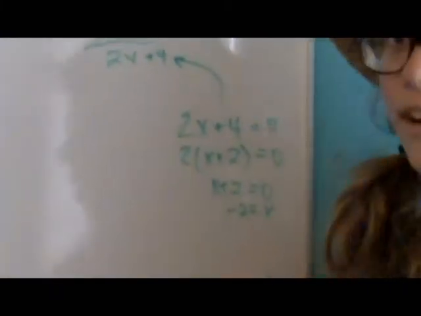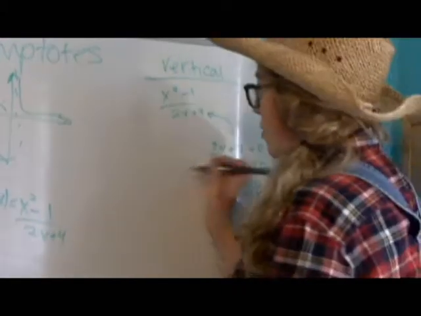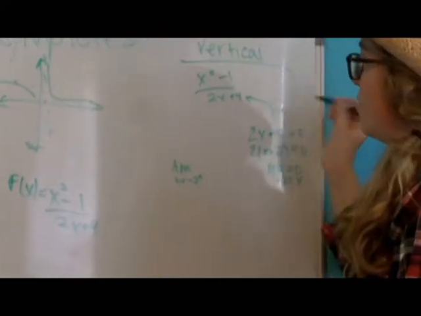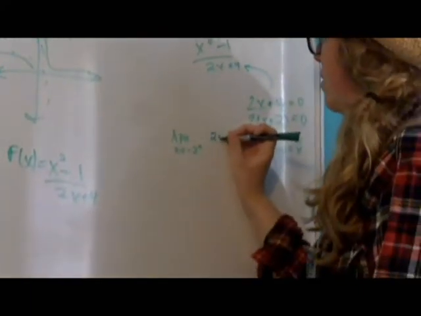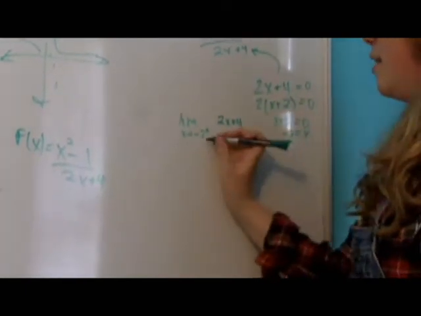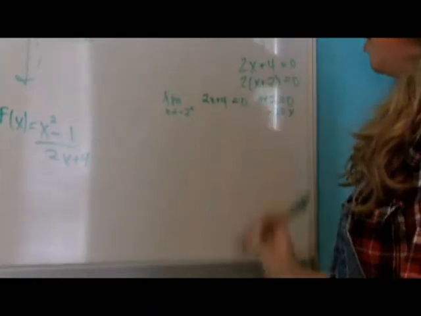The best way to figure out if it's truly the asymptote, what you're going to do is you're going to find the limit. The limit from the right first. So the limit of 2x plus 4 from the right, you're going to plug the negative 2 in. Negative 2 times 2 plus 4 is 0.